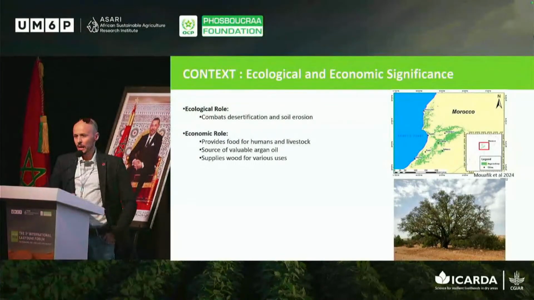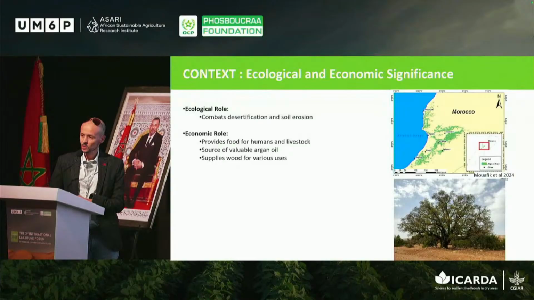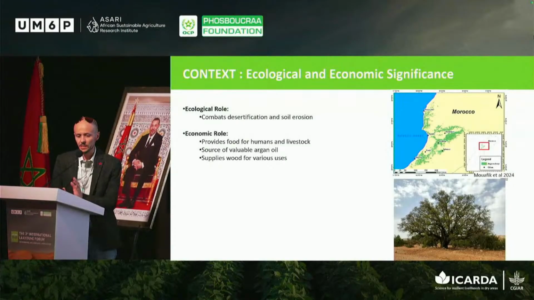The Argan significance stands far beyond its biological uniqueness. It plays a crucial economic, social, and cultural role. Ecologically, this plant species contributes to combating desertification and soil erosion, and the Argan forest constitutes a habitat for a variety of plant and animal species. Economically, this plant provides food for humans and livestock, it is the source of valuable argan oil, and it supplies wood for various uses. So the Argan tree stands at the intersection between biodiversity conservation and sustainable development.